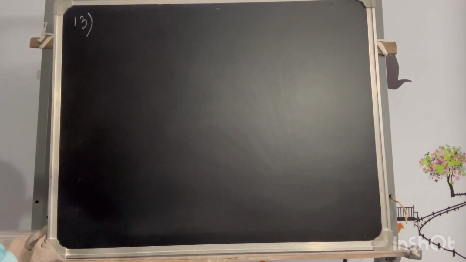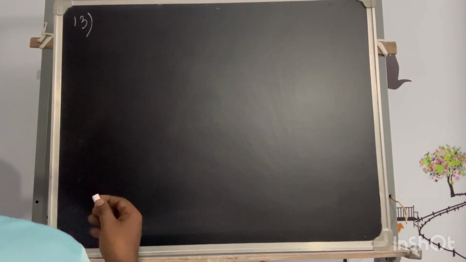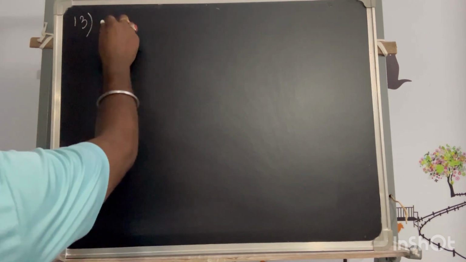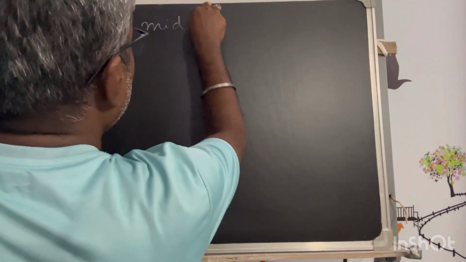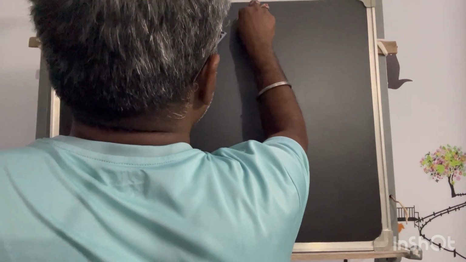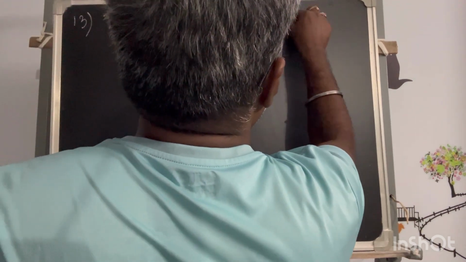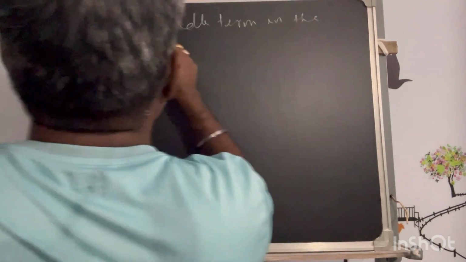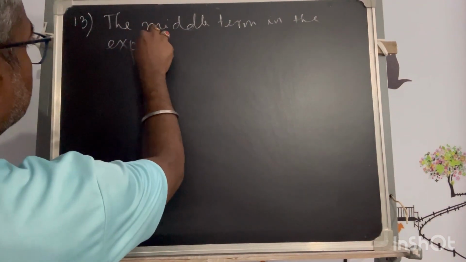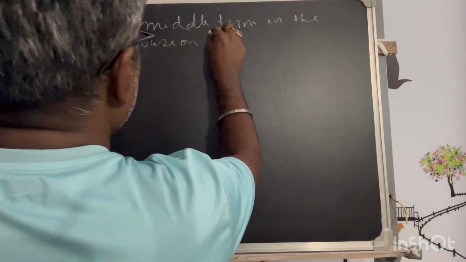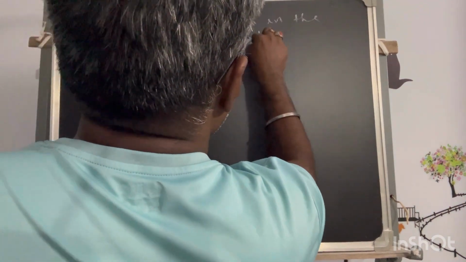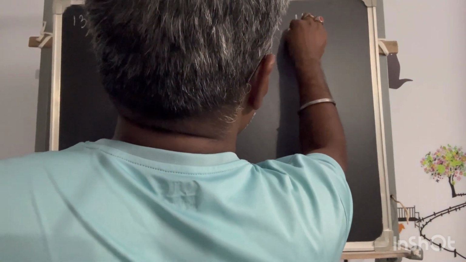Thirteen says: the middle term in the expression. You have to find the middle term in the expansion, which is given as (x plus 1 by x) whole to the power 10.